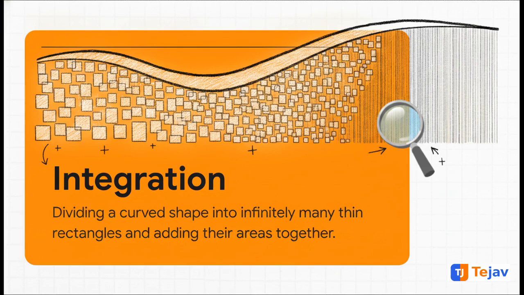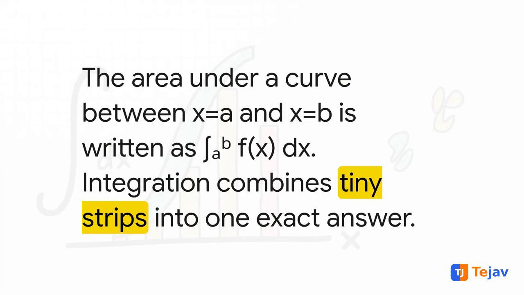And because they're so incredibly thin, they perfectly hug every single nuance of that curve. The total area you get? Exactly right. It's a mathematical magic trick. To actually write this down mathematically, we use what's called the definite integral. See that elegant elongated S? We read that as the integral from a to b of f of x dx.